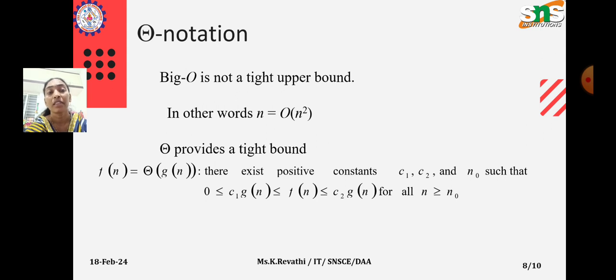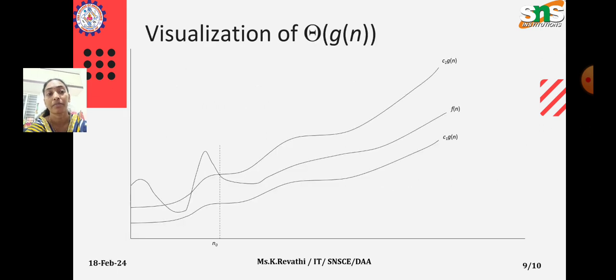In other words, n is equal to big O of n squared. Theta provides a tight bound. That means f of n is equal to theta of g of n. There exist positive constants c1, c2 and n naught such that 0 is less than or equal to c1 into g of n, less than or equal to f of n, then less than or equal to c2 into g of n, for all n greater than or equal to n naught.